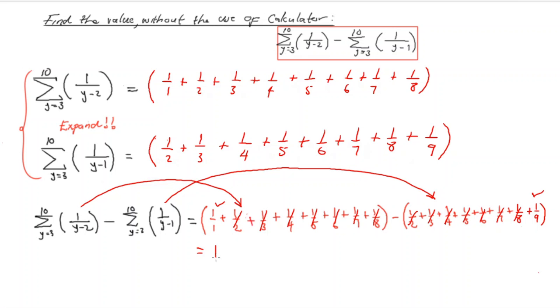So my answer will be 1 subtract 1 over 9. Keep in mind that there's a negative in between, so when the negative is distributed inside this bracket, the negative and a positive will give me a negative. So therefore I cross multiply, I get 9 minus 1 over 9, equal to 8 over 9. So this is my final result.